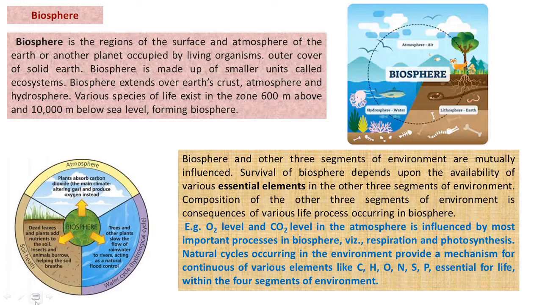How is it so? Because the survival of the biosphere depends on various essential elements which are present in the other three segments of the environment. For example, the oxygen level and the CO2 level in the atmosphere influence most of the important processes in the biosphere, through respiration and photosynthesis. The natural cycles occurring in the environment provide the mechanism for continuous supply of various elements like carbon, hydrogen, nitrogen, sulfur and phosphorus, which are essential for all living life within these four segments of the environment.